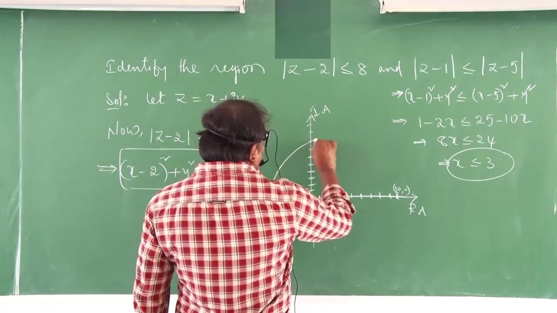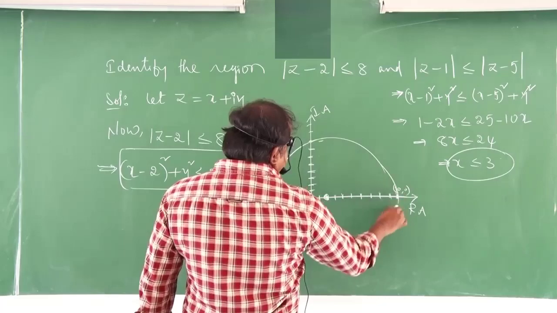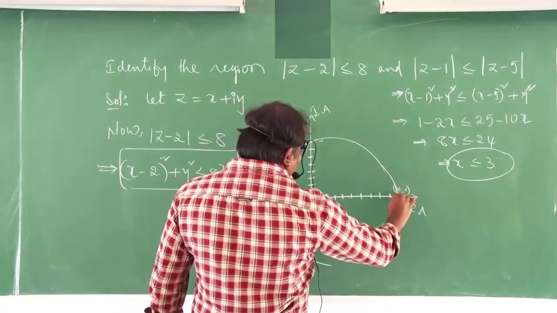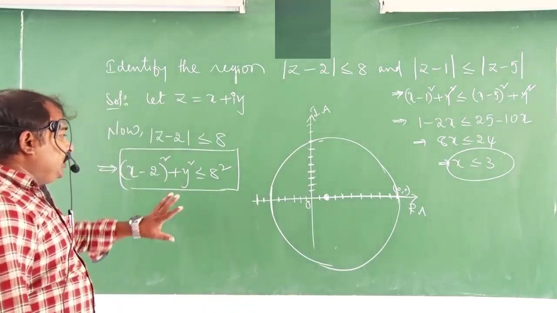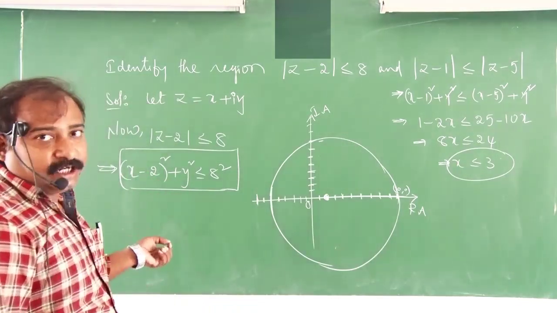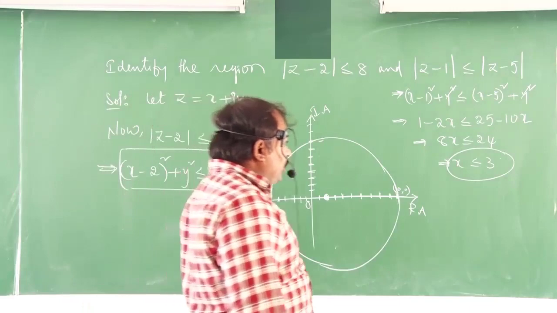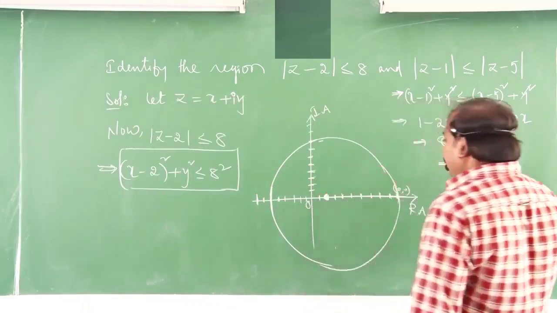So if you plot, the circle will be like this. This is the circle, and according to this one, it indicates the circular disk. Then the second condition will be x less than or equal to 3.